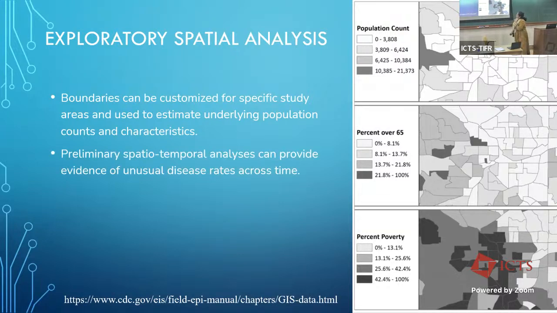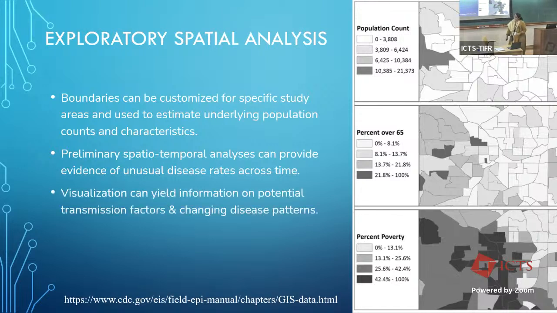Oh, you can also do some preliminary spatio-temporal analyses, which can provide evidence of unusual disease rates across time. Okay. So you can superimpose maps over time to see how things are changing and if you are seeing hotspots of disease emergence in certain areas over time, okay? Such visualization can yield information on potential transmission factors and how disease patterns may be changing in an area, yeah?